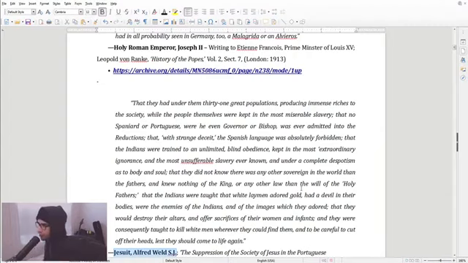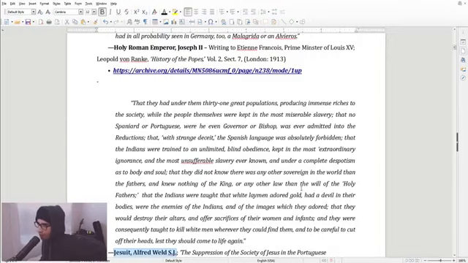That the Indians were trained to an unlimited blind obedience, kept in the most, quote, extraordinary ignorance and the most insufferable slavery ever known, and under a complete despotism as to body and soul, that they did not know there was any other sovereign in the world than the fathers, and knew nothing of the king or any other law than the will of the holy fathers. Sound like today? Sound like the youth today? They know nothing of the government. They know nothing of the king. They know nothing of it. They only know the will of the Jesuits.